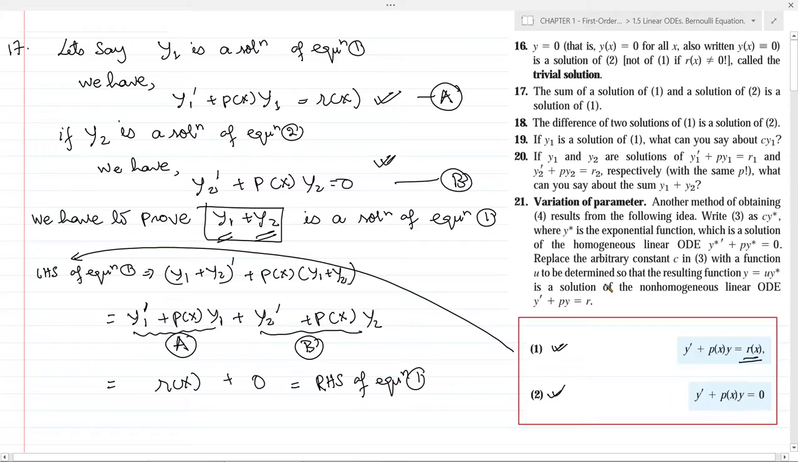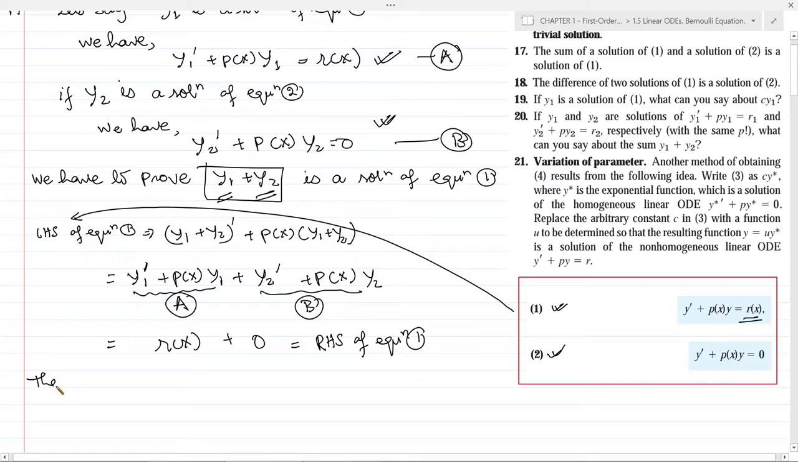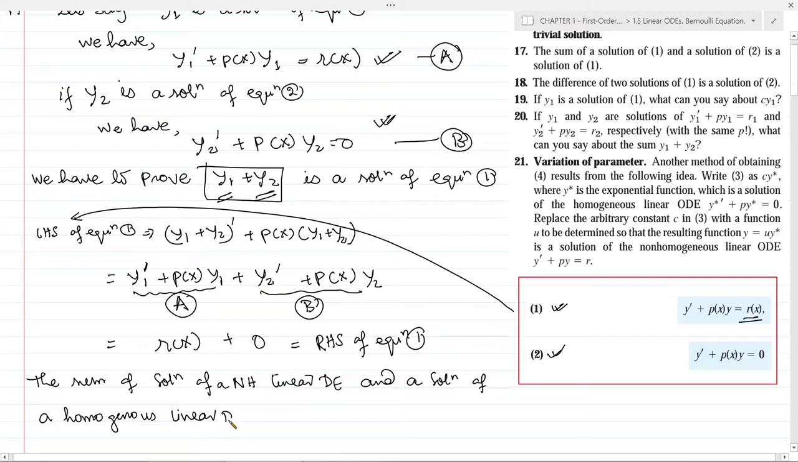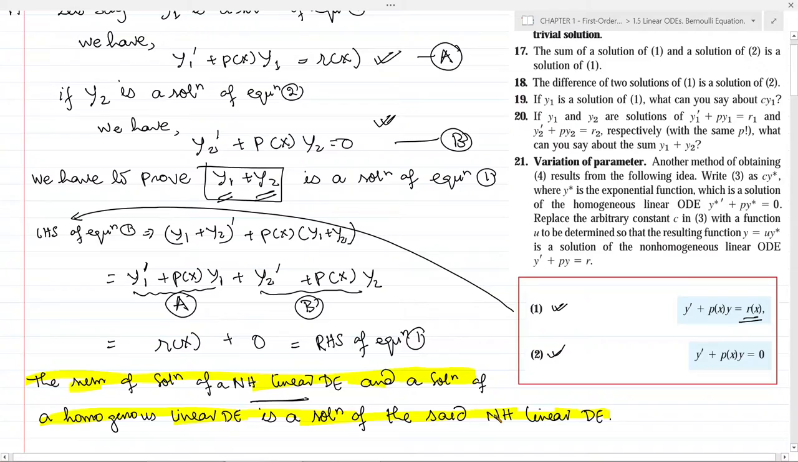That means now we can write that the sum of a solution of a non-homogeneous linear differential equation and a solution of a homogeneous linear differential equation is a solution of the non-homogeneous linear differential equation, which was mentioned here. And you can remember this property, which will be useful later.